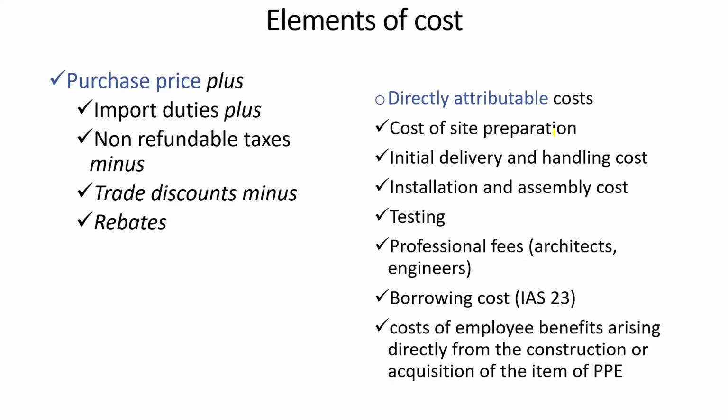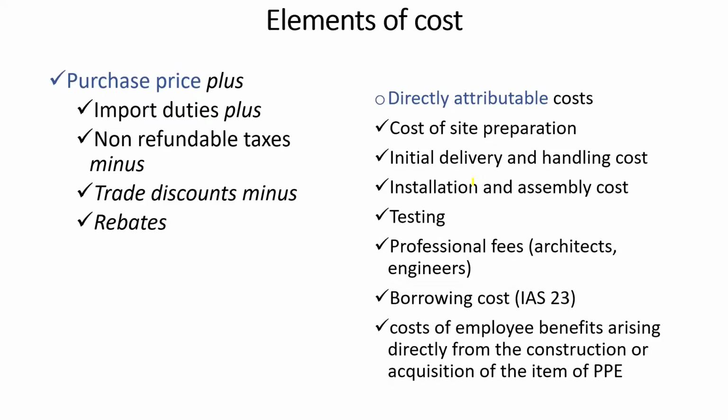In case you are constructing an asset, maybe you have to clear and then get a site ready to construct the asset. So that's the cost of site preparation. Initial delivery and handling costs: when you purchase the item of PPE, you have to transfer it from the supplier's premises to the customer's premises. That cost is what we call initial delivery and handling cost.